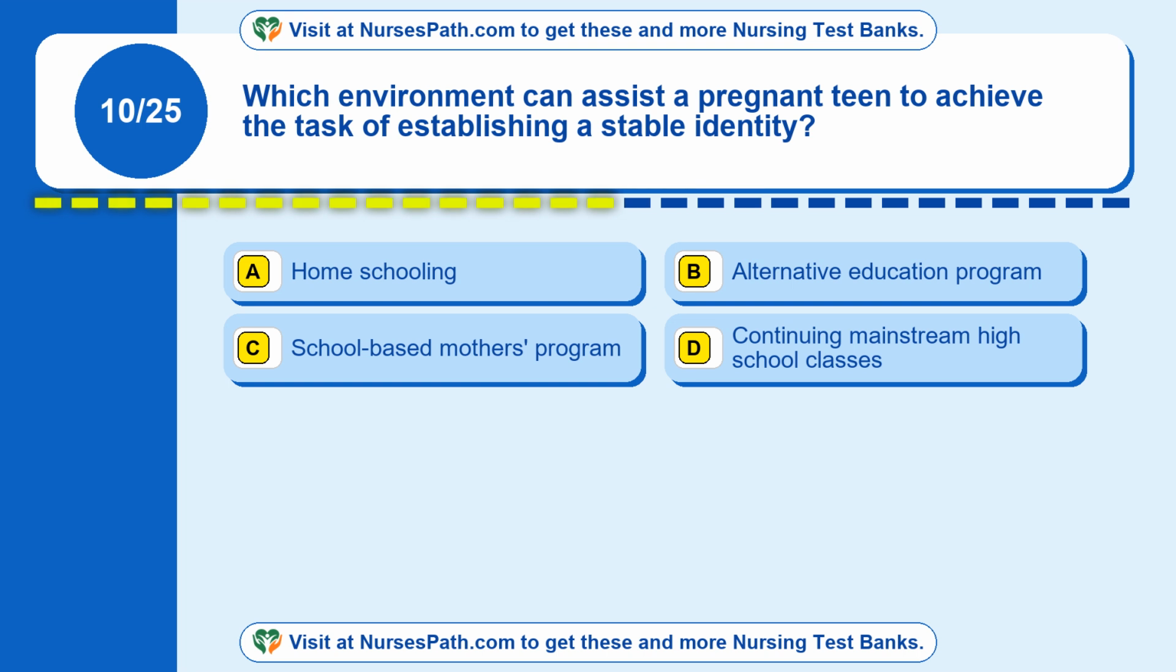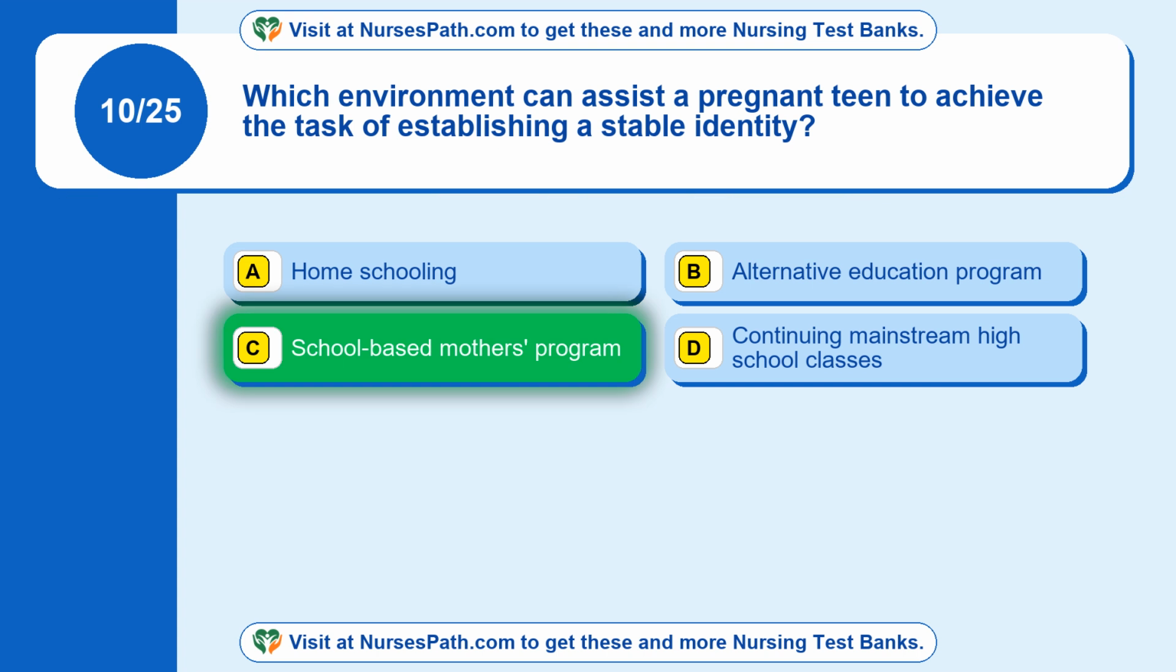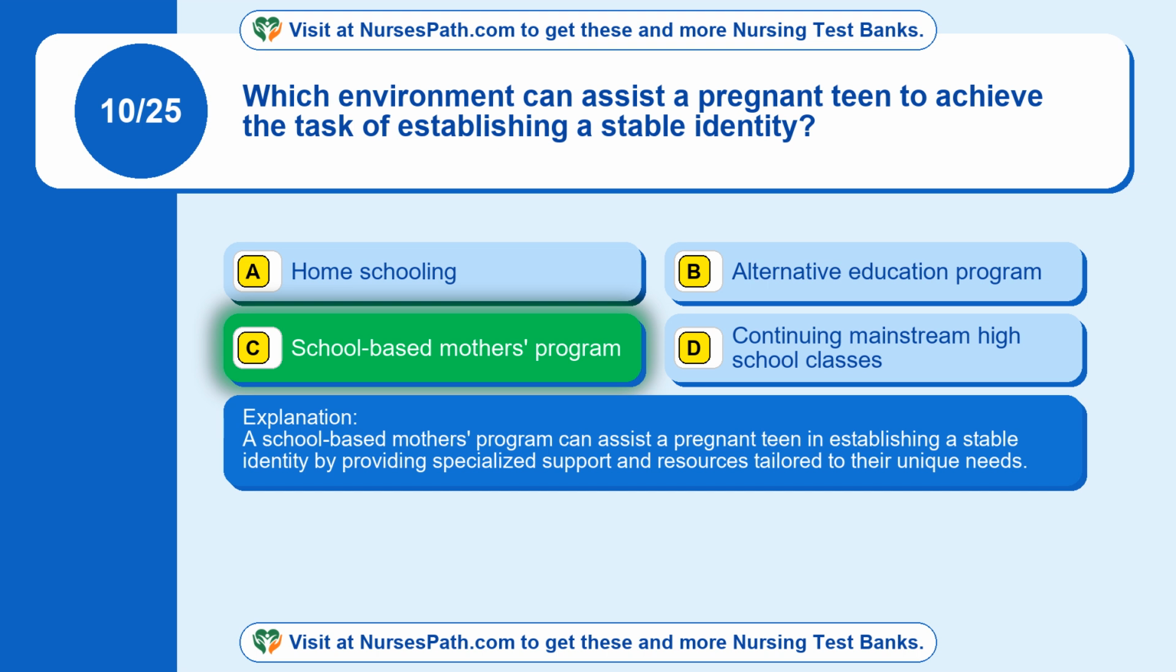Option A. Homeschooling. Option B. Alternative education program. Option C. School-based mothers program. Option D. Continuing mainstream high school classes. The correct answer is option C. School-based mothers program. A school-based mothers program can assist a pregnant teen in establishing a stable identity by providing specialized support and resources tailored to their unique needs.